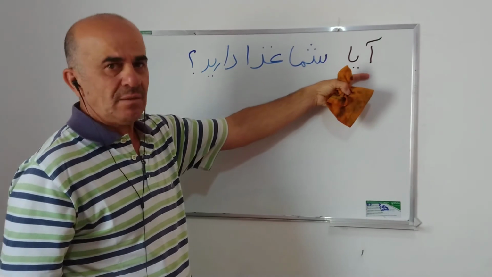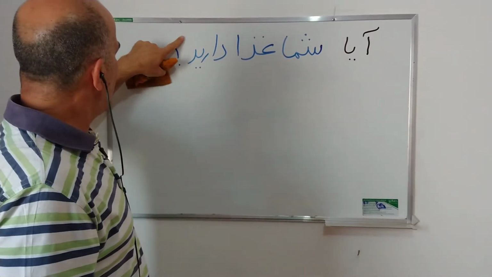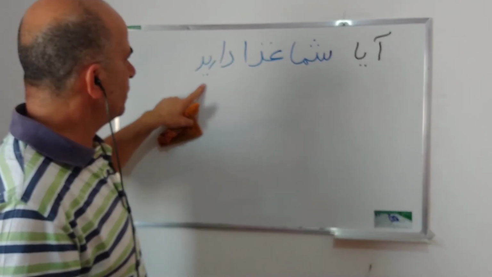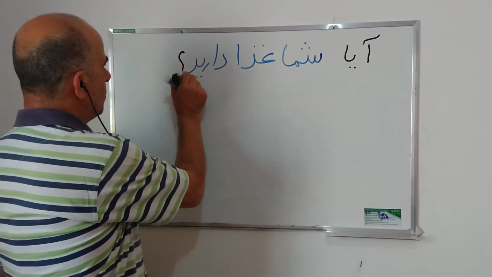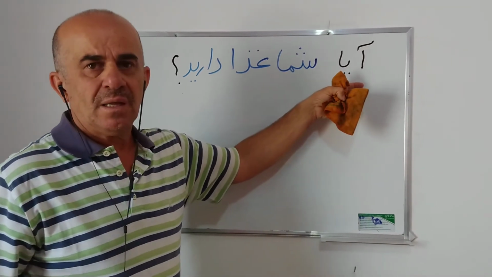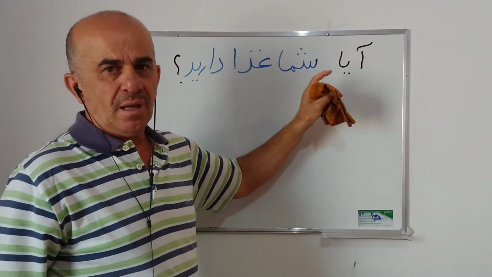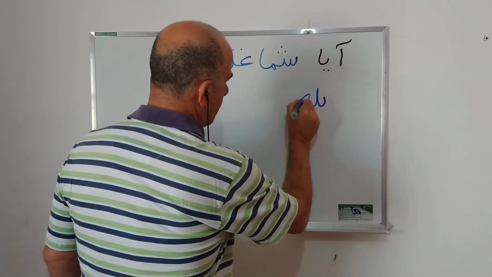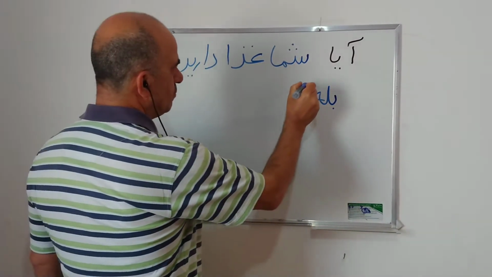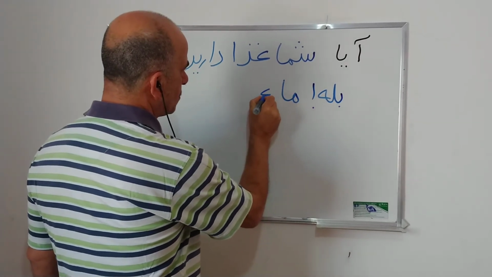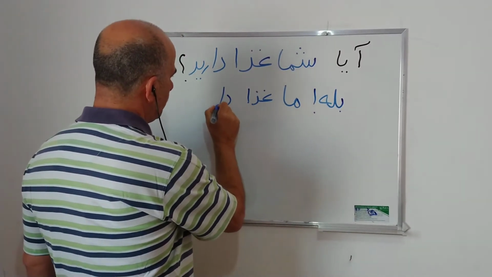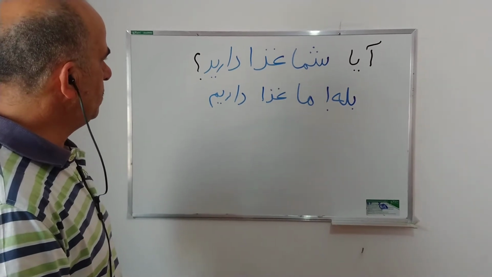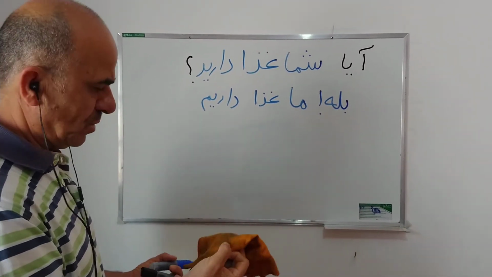When you have Arya at the beginning, then it's certainly a question. If you don't have Arya, if it's written, it can be an affirmative or a question if you have a question mark. But if you have it at the beginning, it's certainly a question. Okay? Are, bale. Bale. Ma ghaza داریم. اوکی. بله ما غذا داریم.